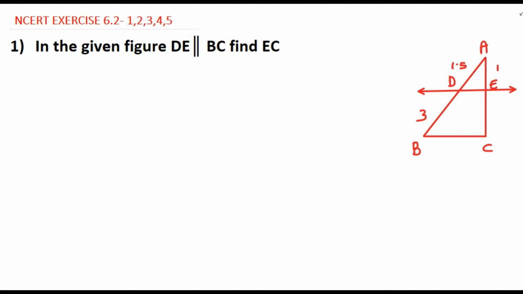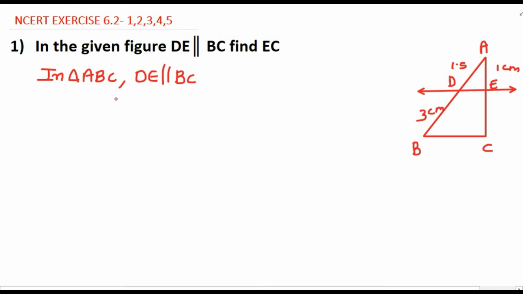So here the question is, in the given figure, DE is parallel to BC. So they have given in triangle ABC, DE is parallel to BC. We need to find out EC. So the sides are also given. AD is 1.5 centimeter, AE is 1 centimeter, BD is 3 centimeter. We need to find out the side EC.